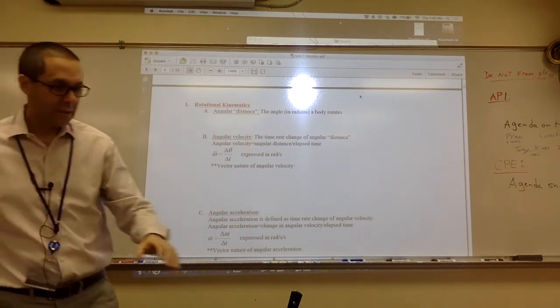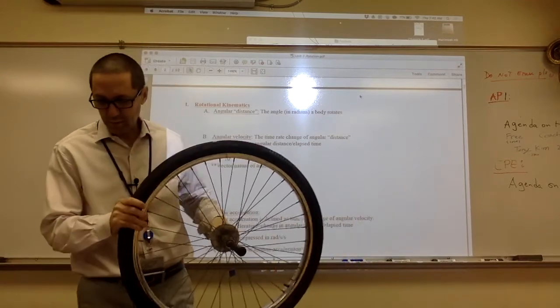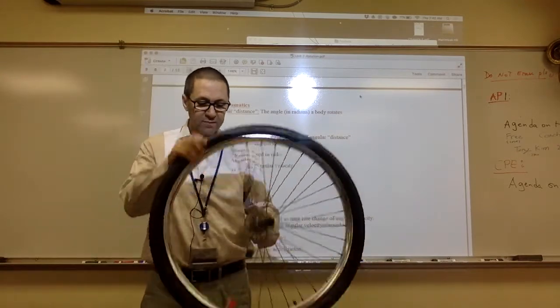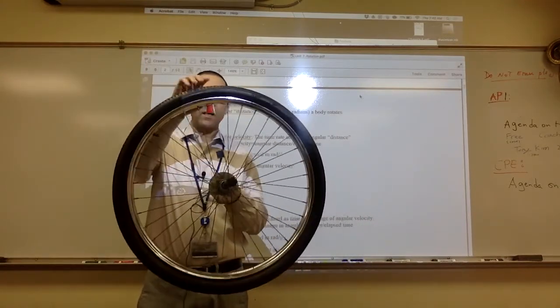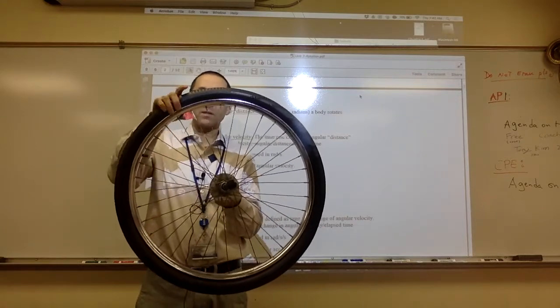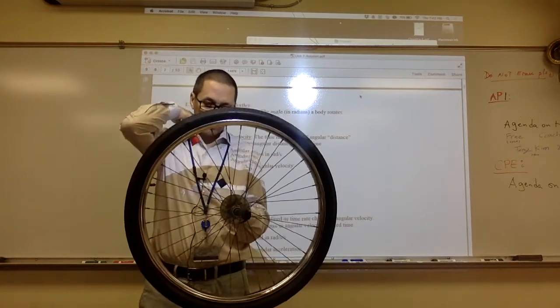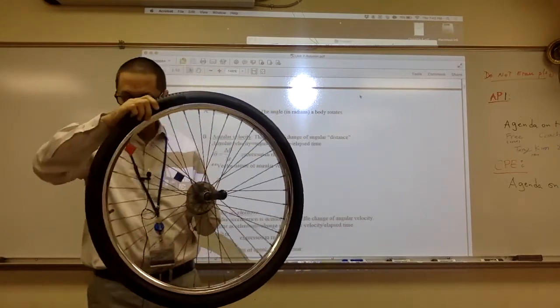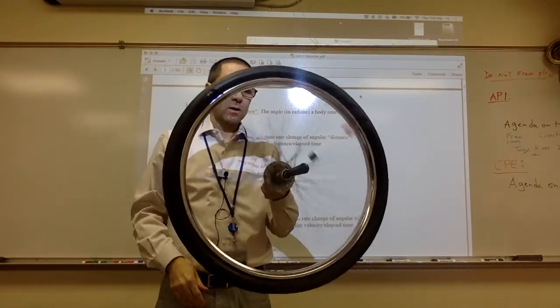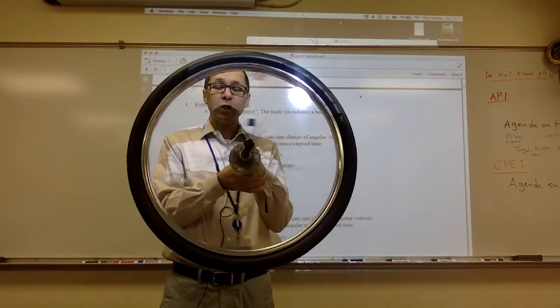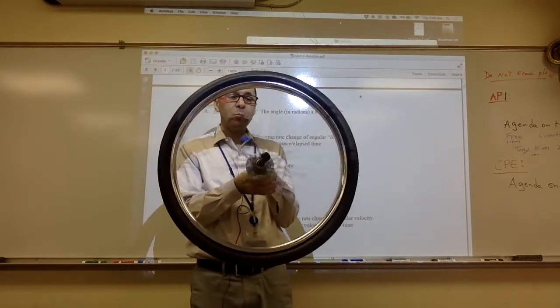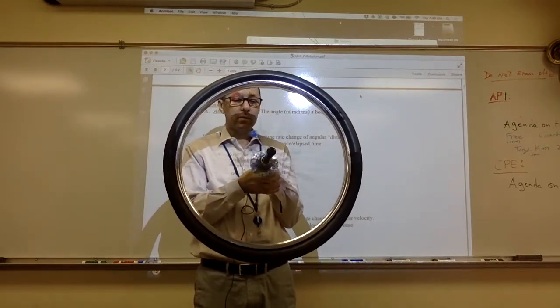Actually, let me do some examples here before we talk. All right, so I have this bicycle wheel, and it has two tapes. It has a red one up here, and it has a blue one down there. And I'm going to spin this. And the question is, which tape is moving faster?